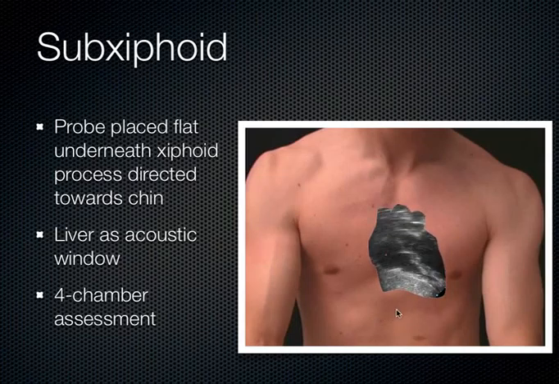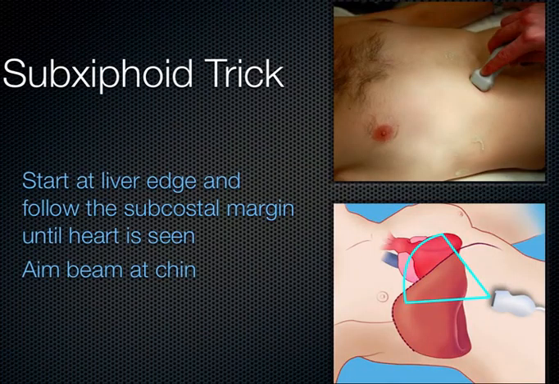I go back and forth between calling this subxiphoid or subcostal. You really start off subcostally underneath the rib margin and then slowly slide it up into this subxiphoid area. And you're going to use the liver to see the heart. This is the four-chambered view of the heart. Again, we're subcostal here, or subxiphoid.